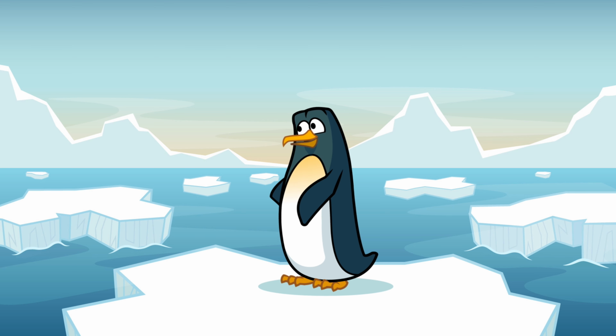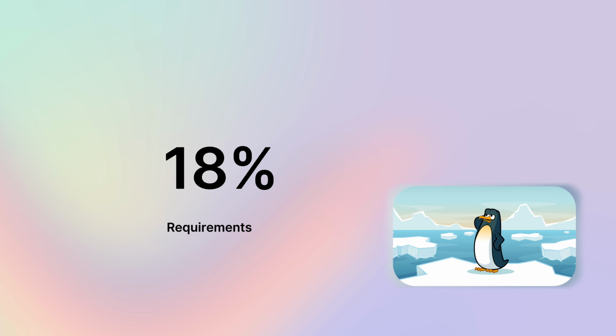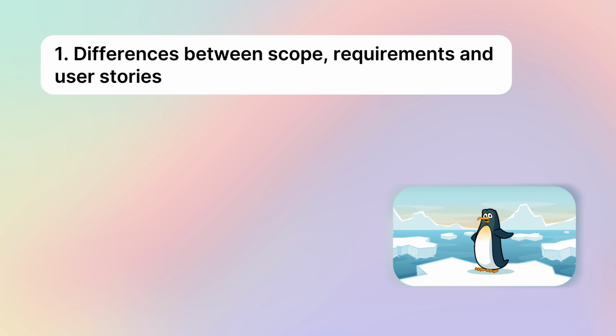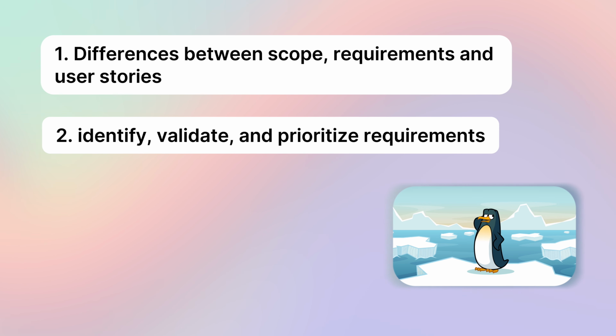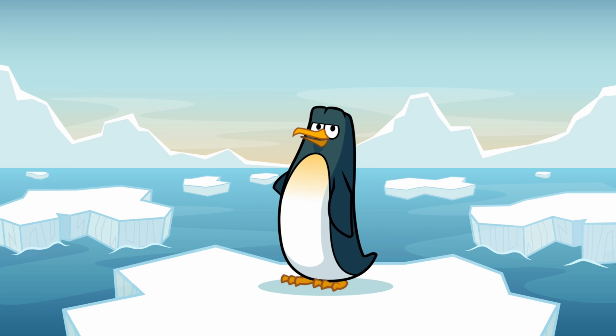With this test, there are 6 key topics you need to master to ace the exam. In today's video, we're diving into requirements questions, which make up 18% of the Salesforce Business Analyst certification exam. This section will go through the differences between scope, requirements, and user stories. It will also teach you how to identify, validate, and prioritize requirements. Lastly, it will explain how to document requirements in a version-controlled repository to manage scope. Are you ready? Let's get started.